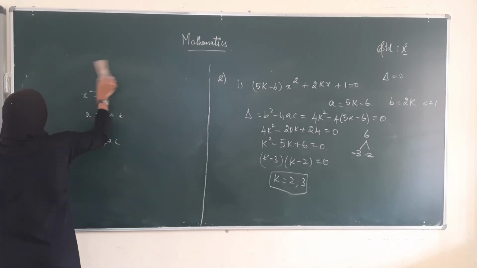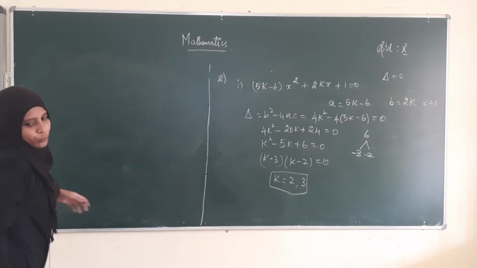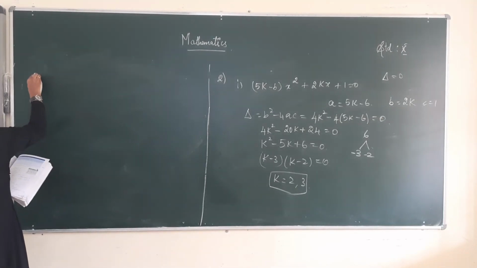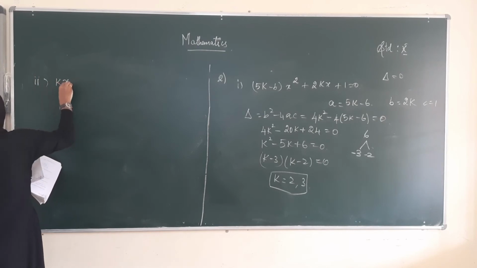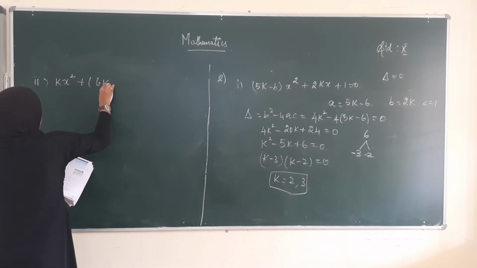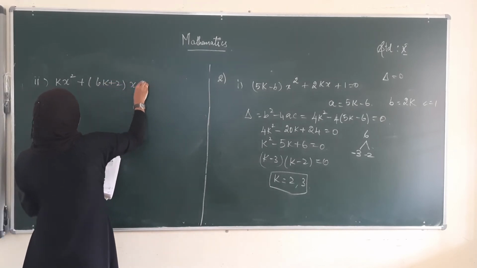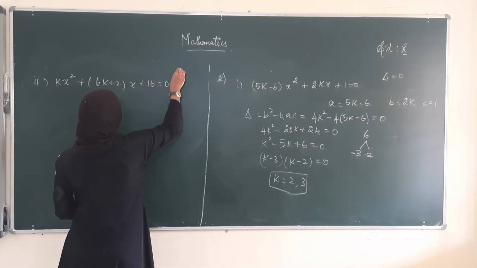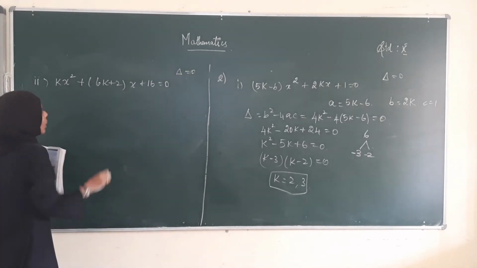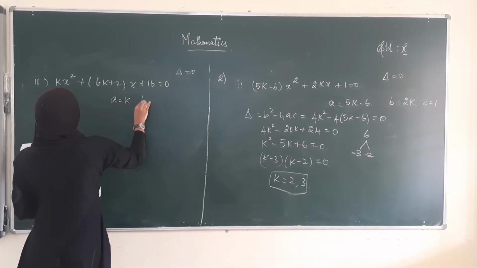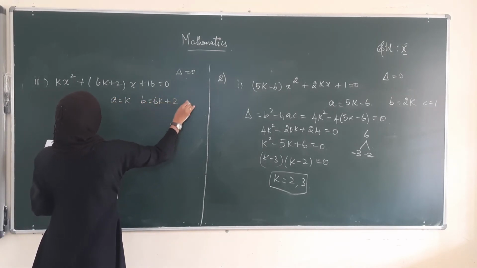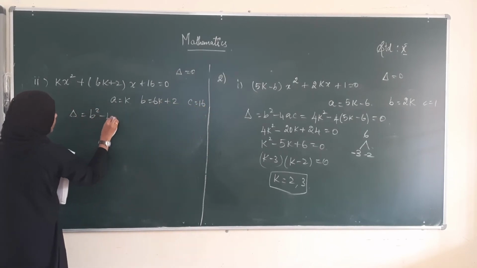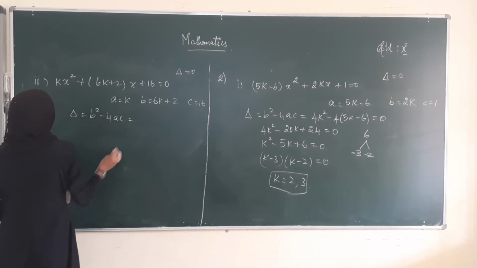Now, the second subdivision. What is the second subdivision? K into x square plus 6k plus 2 into x plus 16 equal to 0. For this too, the same condition, that is the discriminant should be equal to 0. Okay, what is the value of a? A is k, b is 6k plus 2 and c is 16. What is the value of del? B square minus 4 into a into c should be equal to 0.